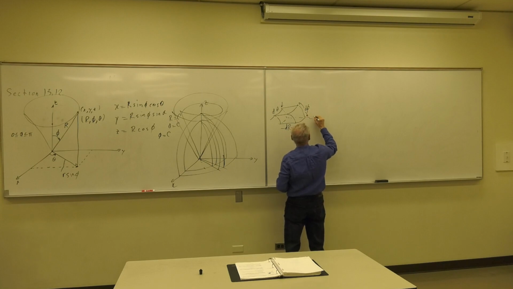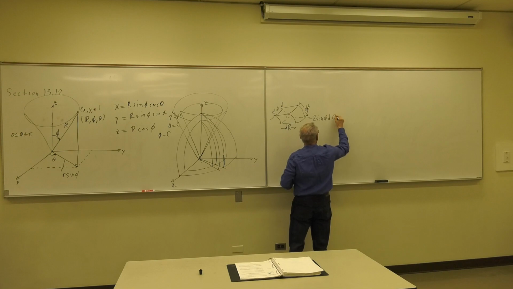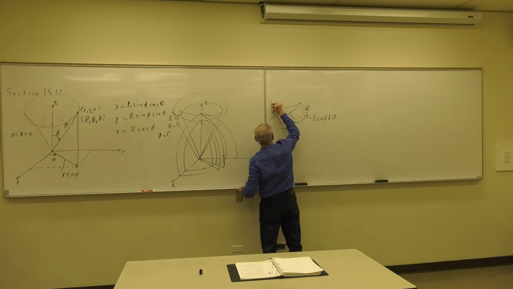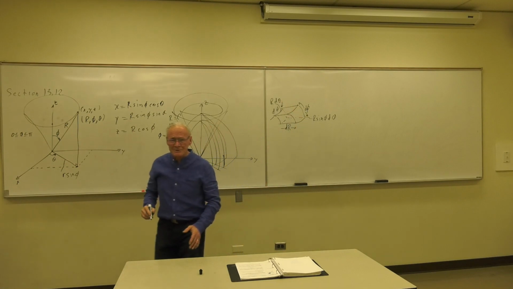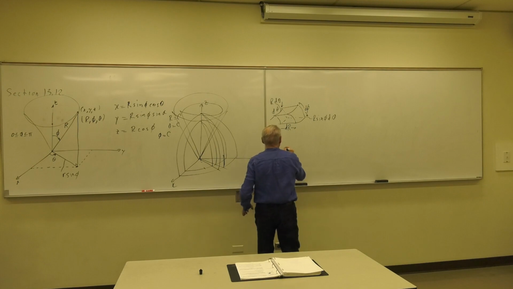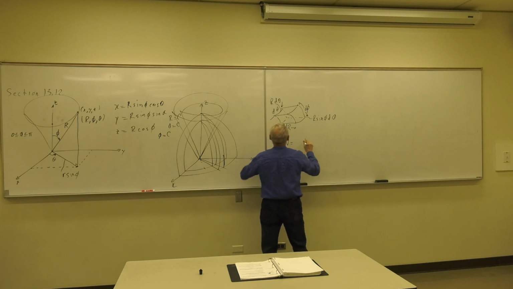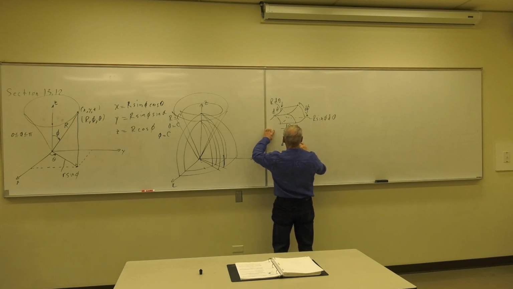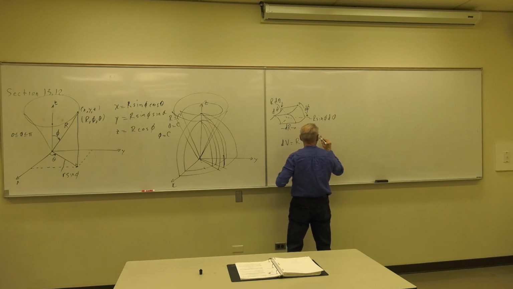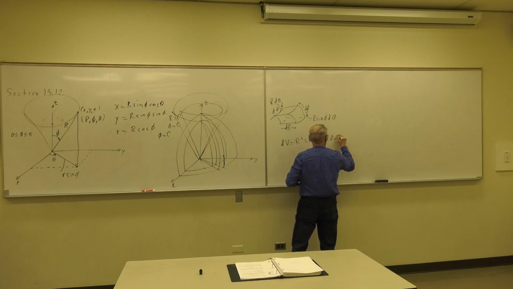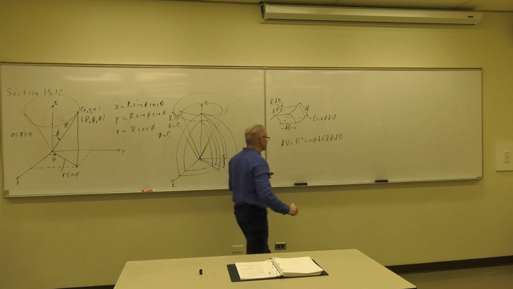This length is going to be r sine phi d phi. And this length is going to be r d theta. Both of them are coming from circles. So the ultimate is that dV is going to be all of these multiplied together. So r squared sine phi dr d phi d theta.